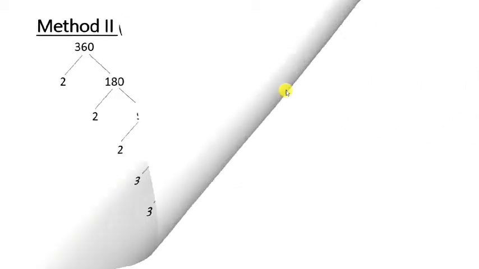Let's go to example C. We have 216. We'll use our table. 2 into 216 is 108. 2 into 108, 54. 2 into 54, 27.